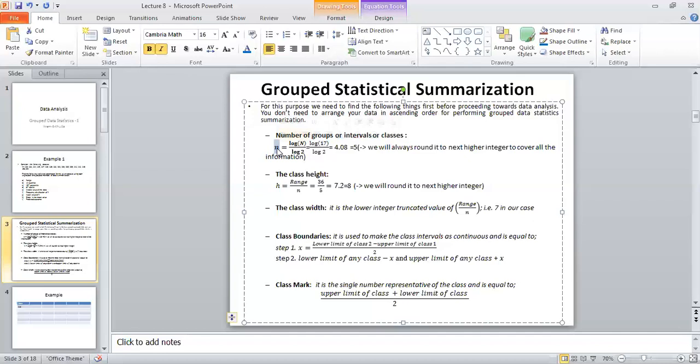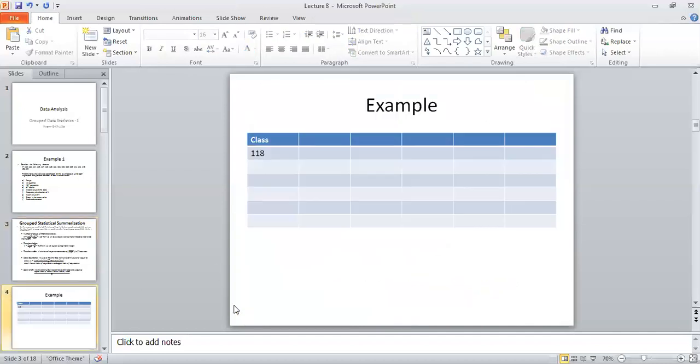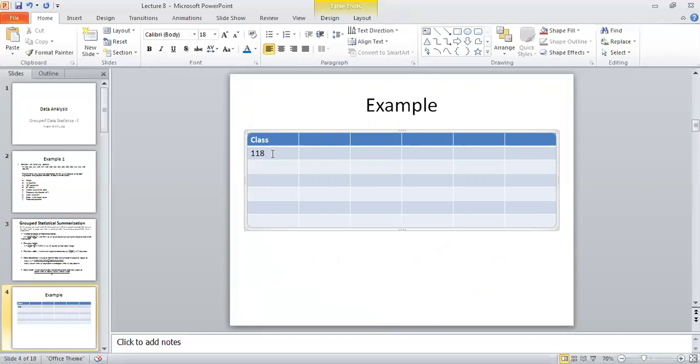Now let's start making the groups. We have come to know that we can have 5 groups in the data set to give a good analysis. So suppose I make a class interval table. We normally summarize this data set in the class interval table, and the first column we call the class. In this column, the first class I have already put, and this is the first value of my data set, or the lowest value of my data set. And this is 118, right?